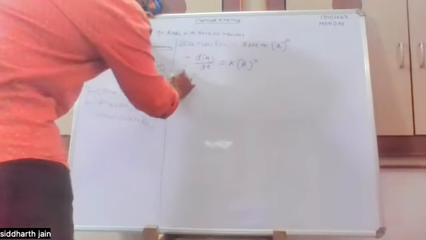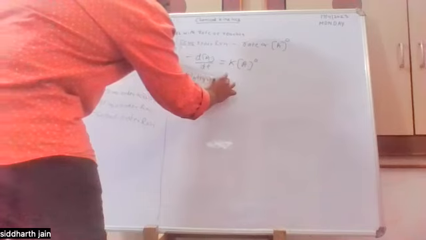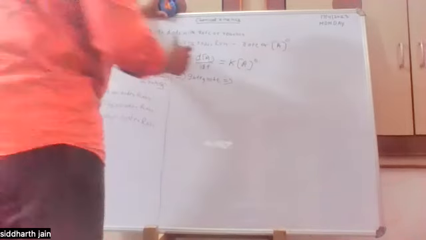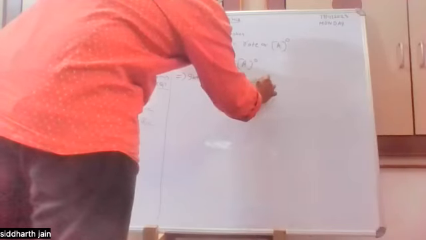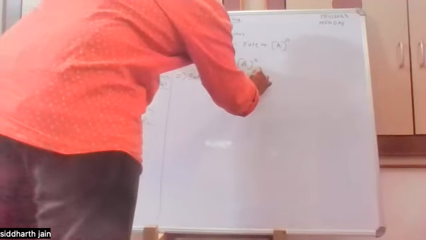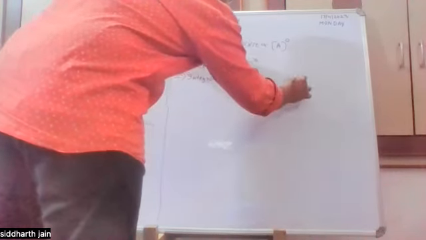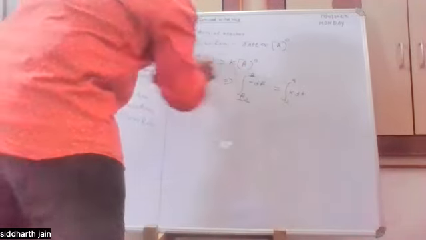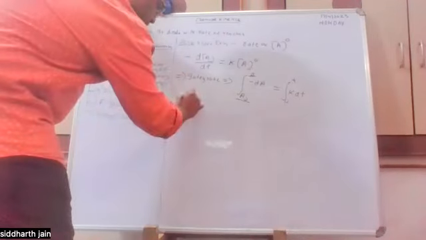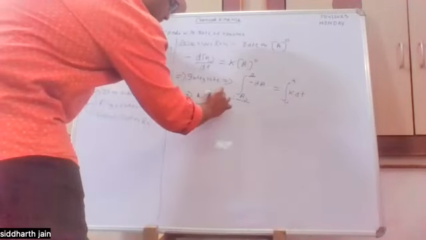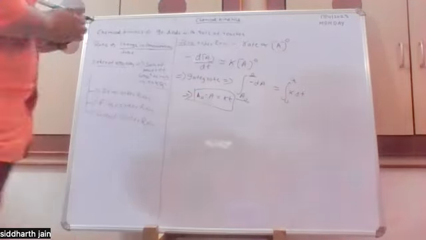And if we integrate this equation, with limits, minus integral dA from A naught to A equals integral K dt from 0 to t. Here A naught is the initial concentration, A is the final concentration, and time is from 0 to t. We get A naught minus A equal to Kt. This is the rate law for zero order reaction.